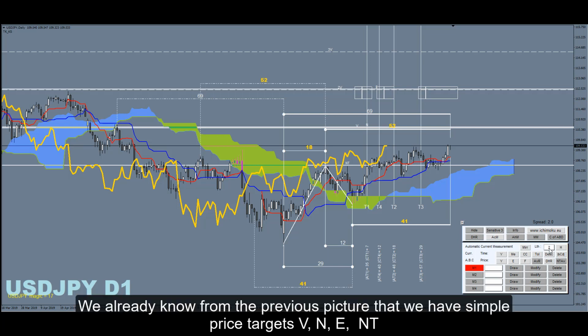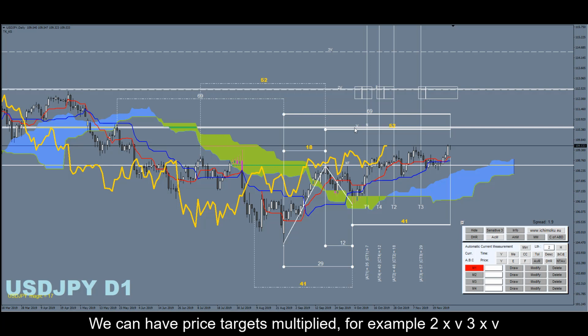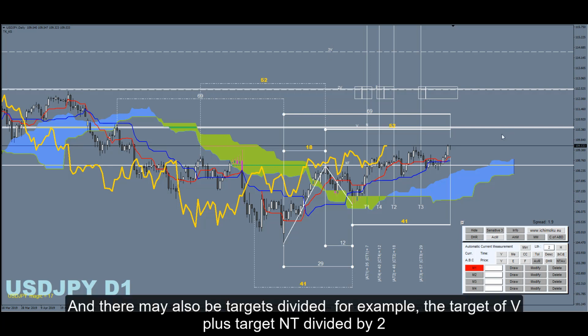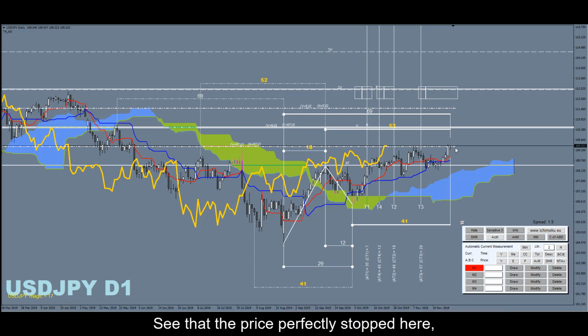We already know, from the previous picture, that we have simple price targets: V, N, E, and T. We can have price targets multiplied, for example 2 by V, or 3 by V. And there may also be targets divided, for example, the target of V plus target NT, divided by 2. See that the price perfectly stopped here.